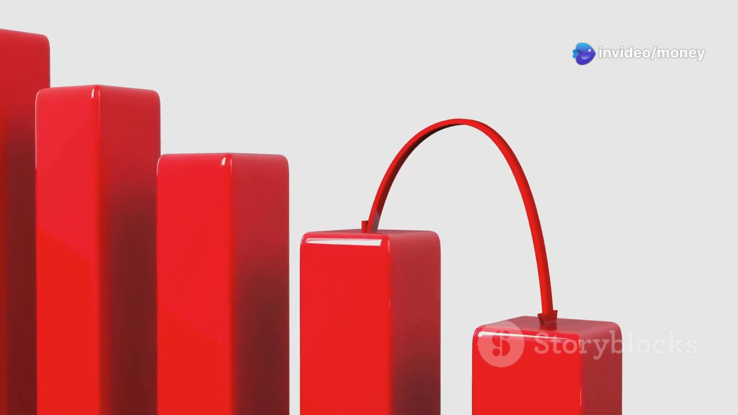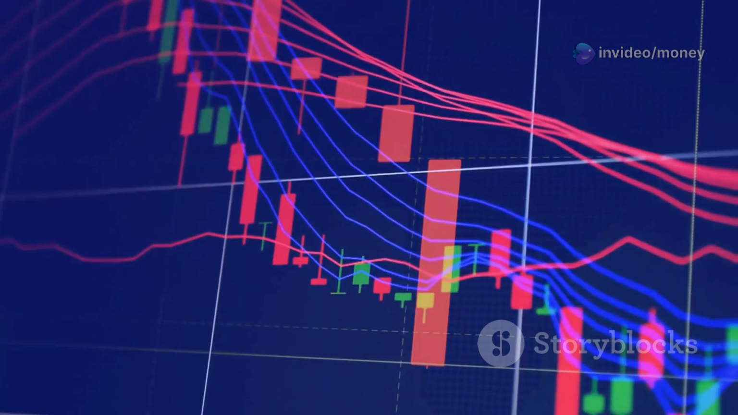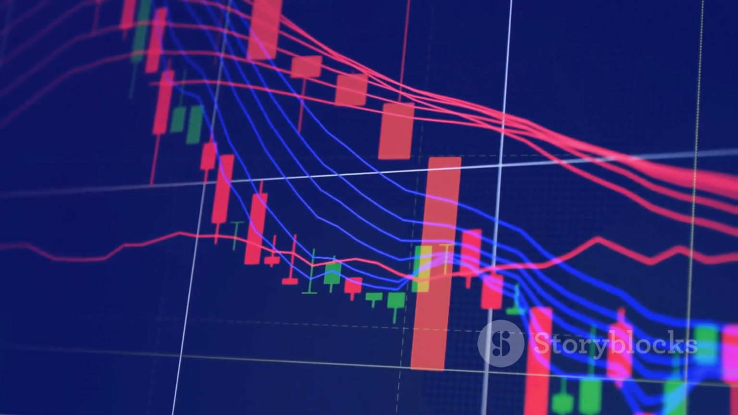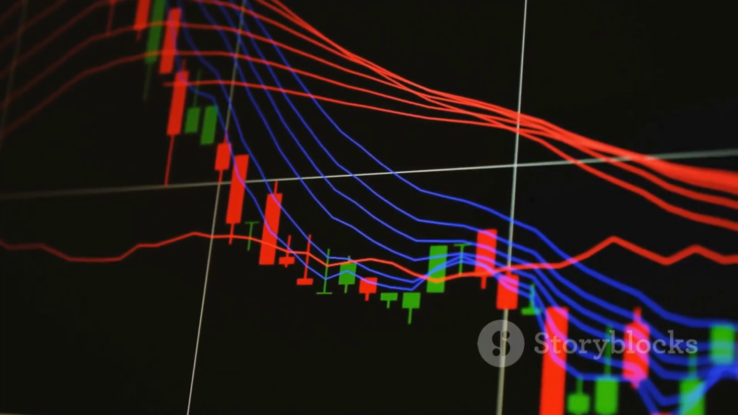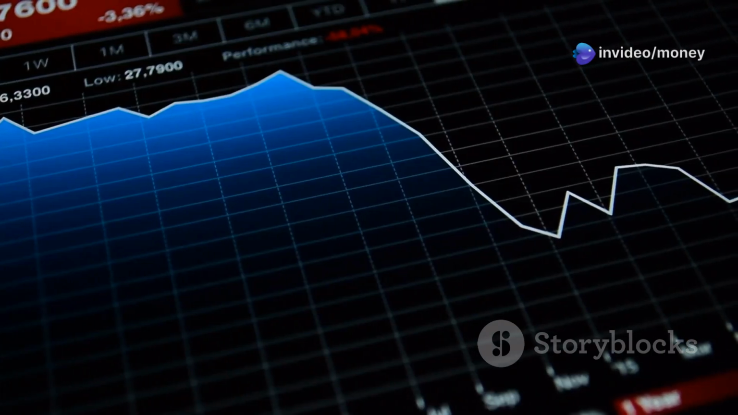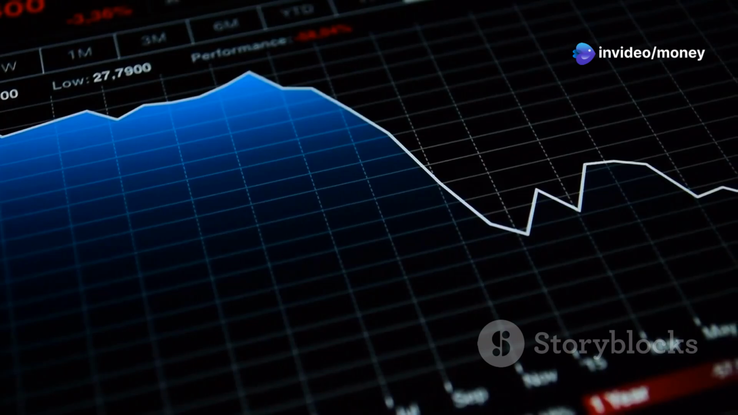A falling window shows strong selling pressure. Sellers are so eager to sell that they are willing to accept a lower price than the previous period. This pattern suggests that the downtrend is strong. It also suggests that prices are likely to continue to fall.